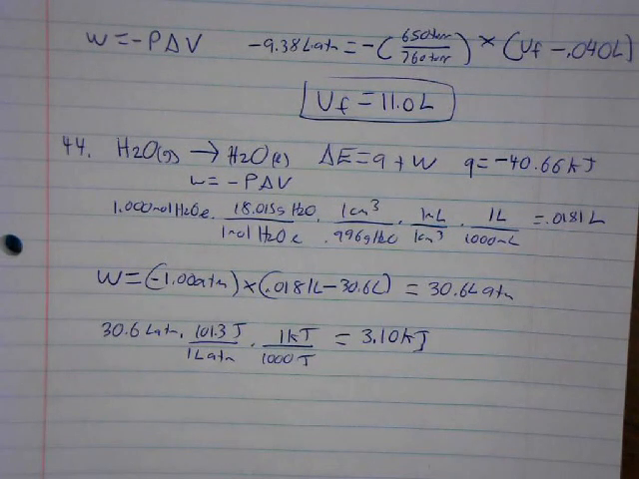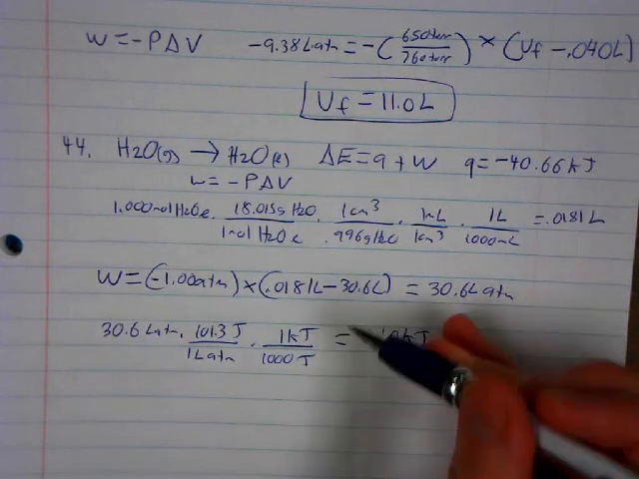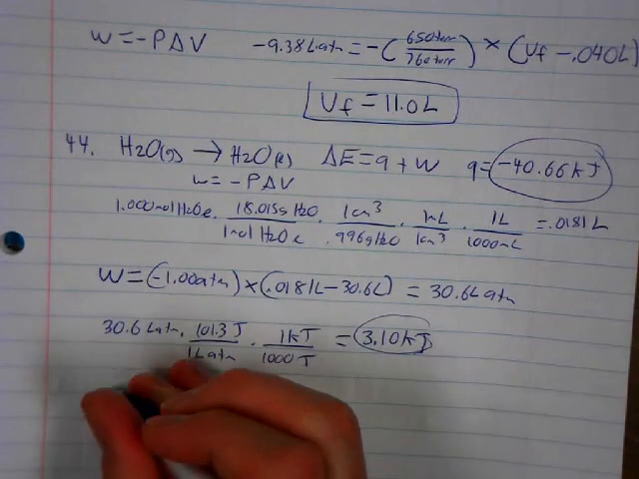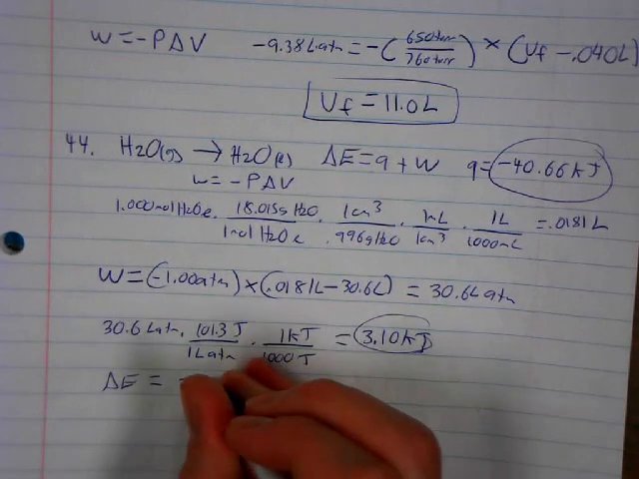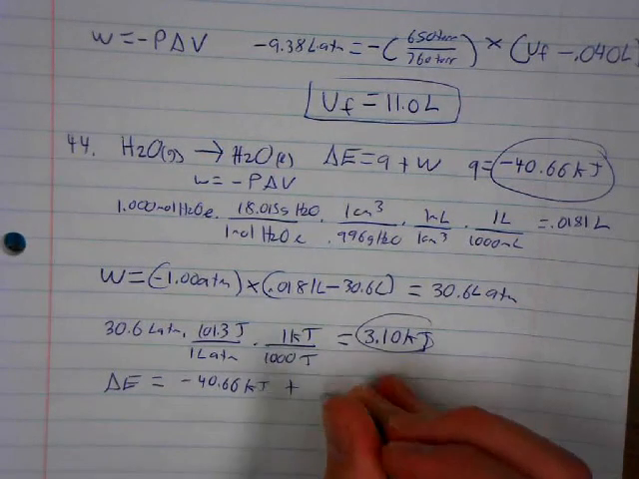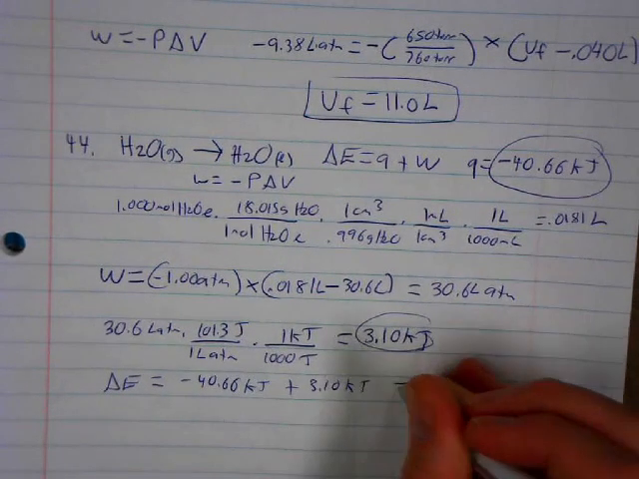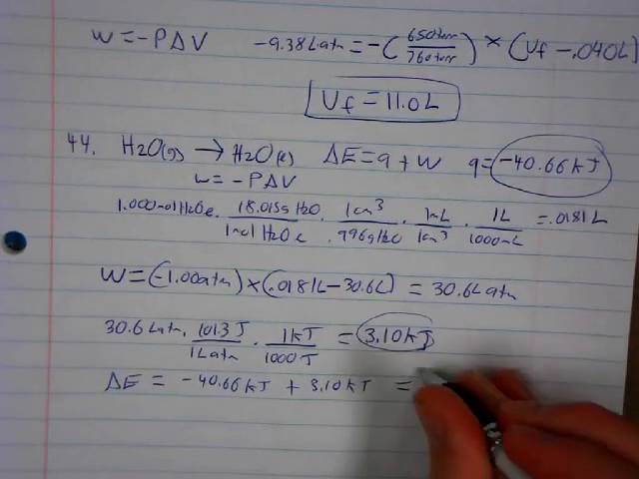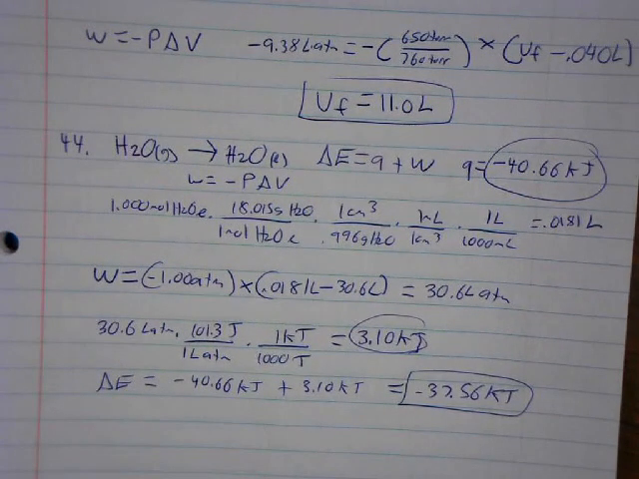I got 3.10 kilojoules. So, I finally have kilojoules and kilojoules that I can add together. Delta E equals negative 40.66 kilojoules plus 3.10 kilojoules, and you end up with negative 37.56 kilojoules for your final answer. So that was literally just converting. And with sig figs, you're right, it didn't really do much. But we still did it.